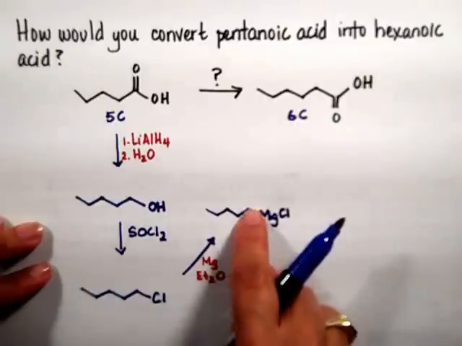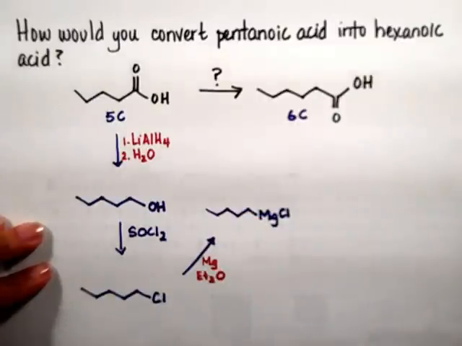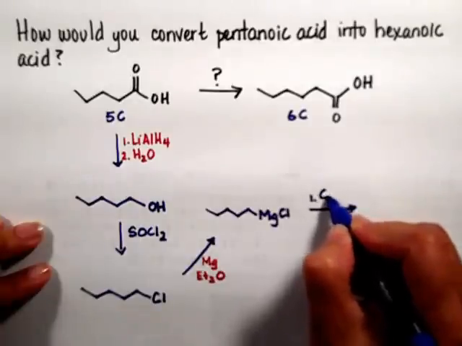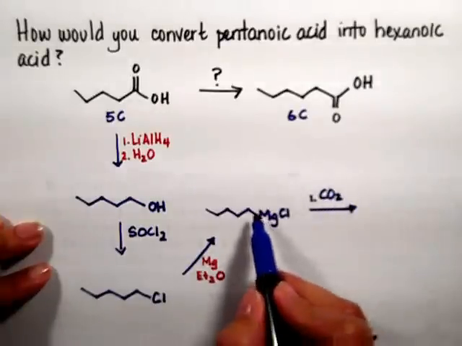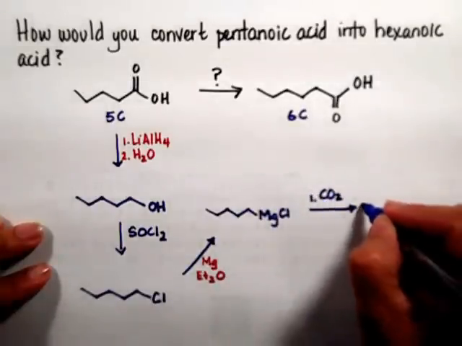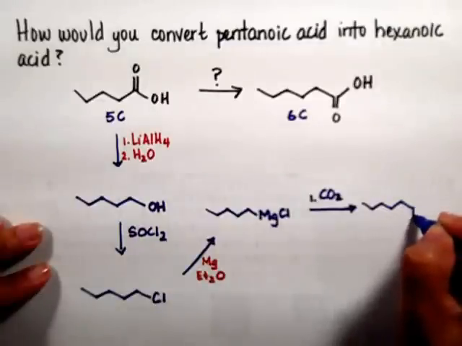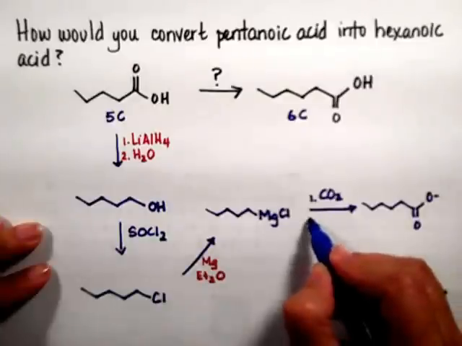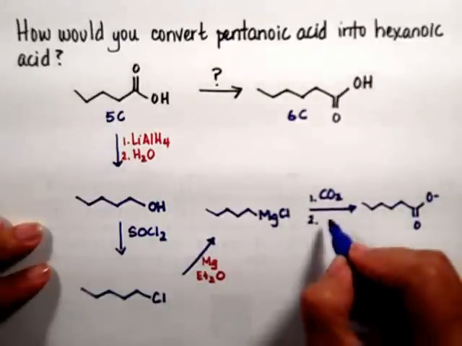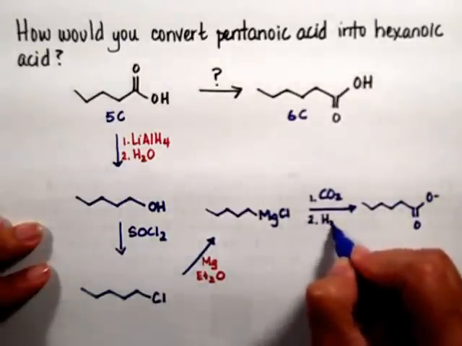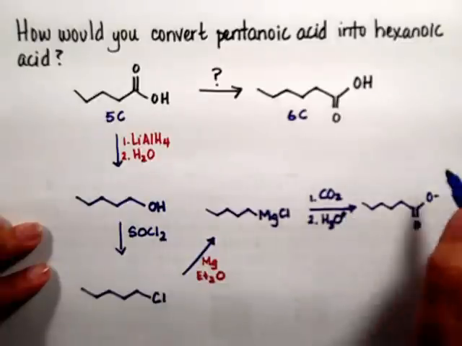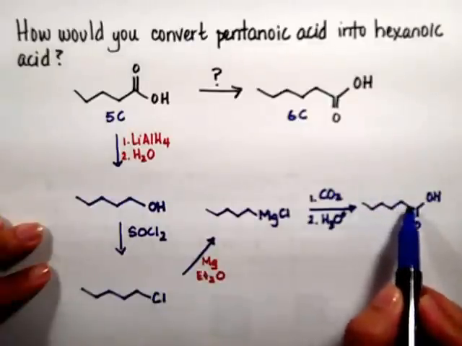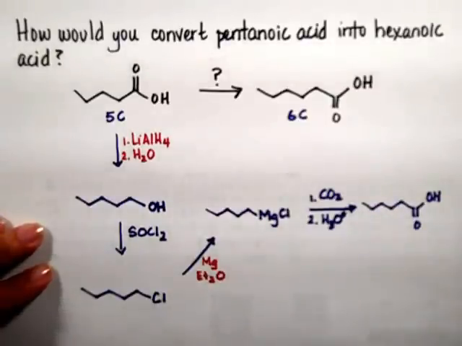Now this carbon is a great nucleophile, it's negative, and I can add CO2. The carbon is going to attack CO2, and it's going to give you the carboxylate. And then what do you do? You quench the reaction. So you can quench with a little bit of dilute acid, and that will protonate your carboxylic acid. 1, 2, 3, 4, 5, 6. We have 6 carbons right there.